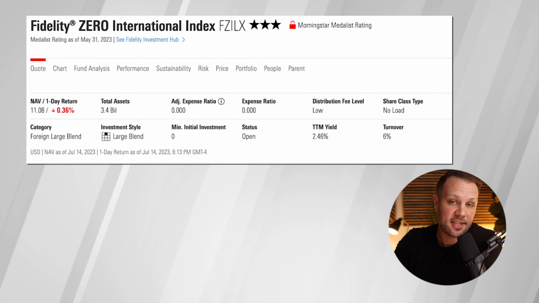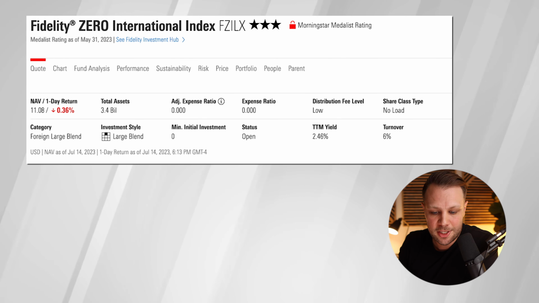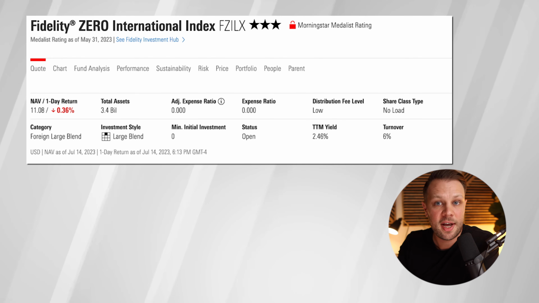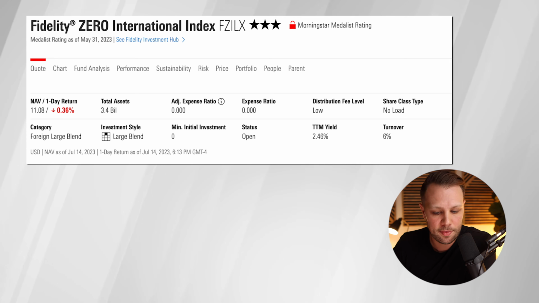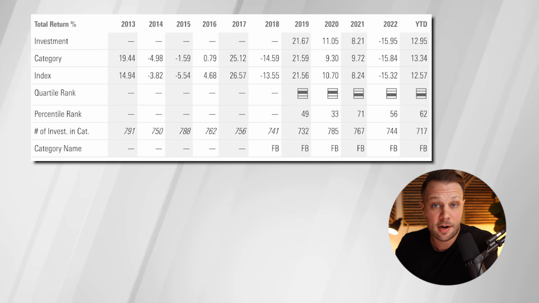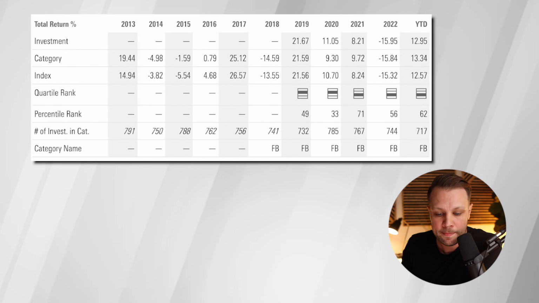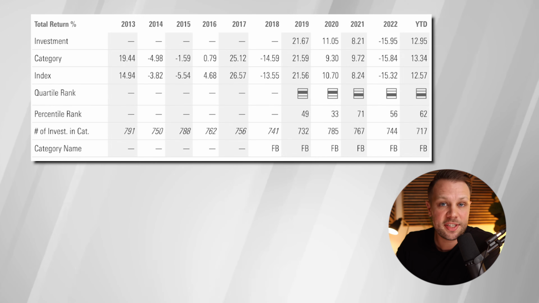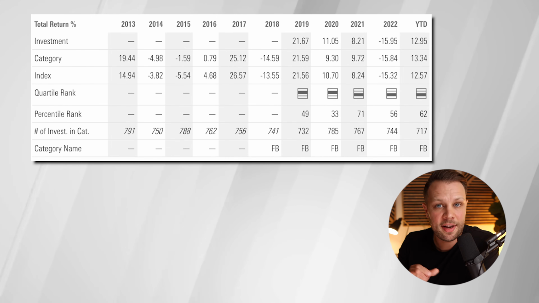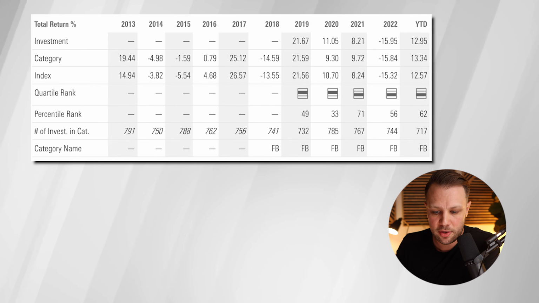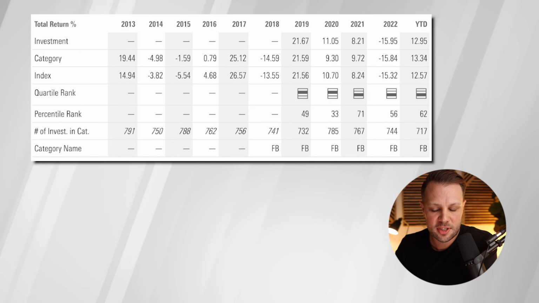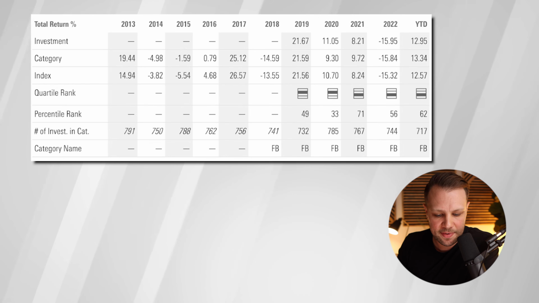So let's first look at the zero fund, Fidelity Zero International Index, FZILX. And this has obviously a 0% expense ratio with a 2.4% dividend yield, which is a much higher yield than all these other funds we've looked at so far, and a turnover ratio of 6%. But as we know, international funds have underperformed lately, and so the returns are going to be a little lower. So 21.67% in 2019, 11.05% in 2020, 8.21% in 2021, and in 2022, negative 15.95%. So year to date, we are at 12.95%.